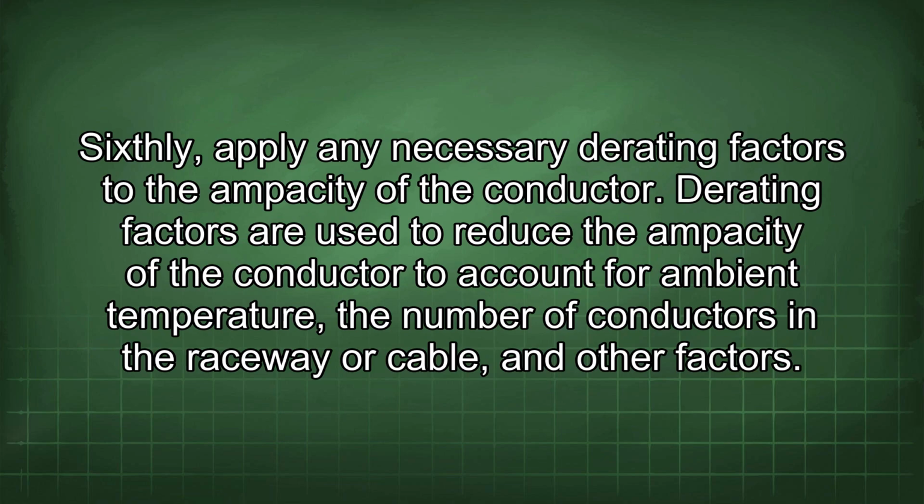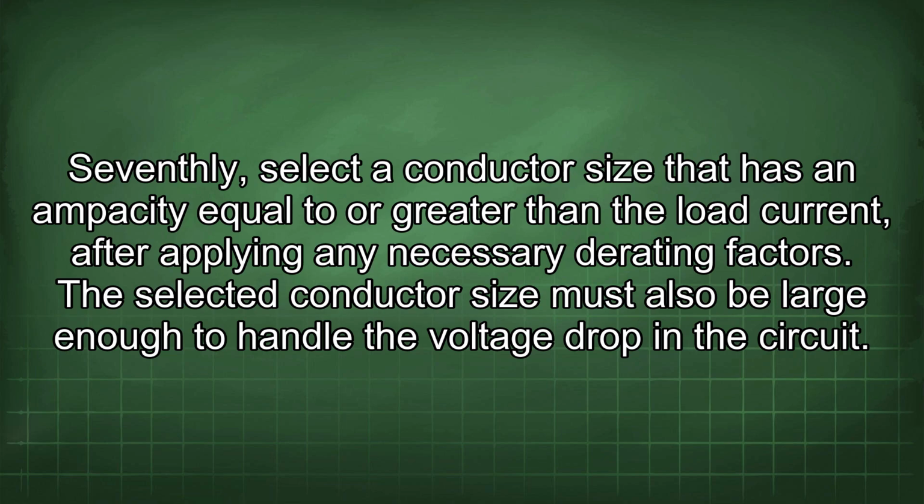Sixthly, apply any necessary derating factors to the ampacity of the conductor. Derating factors are used to reduce the ampacity of the conductor to account for ambient temperature, the number of conductors in the raceway or cable, and other factors. Seventhly, select a conductor size that has an ampacity equal to or greater than the load current after applying any necessary derating factors. The selected conductor size must also be large enough to handle the voltage drop in the circuit.